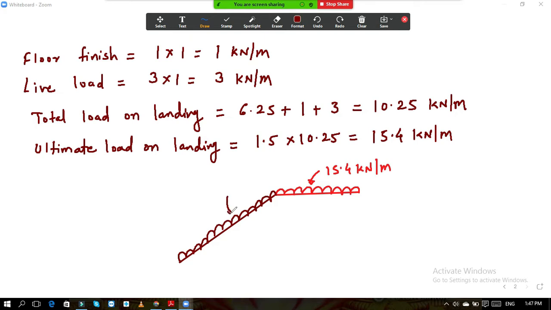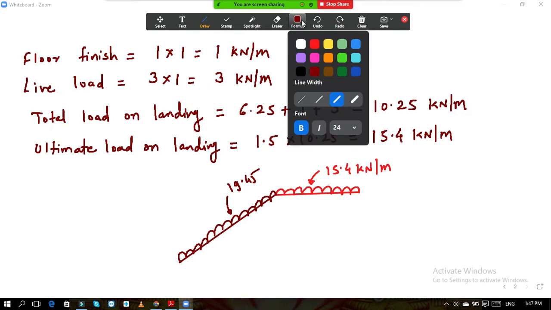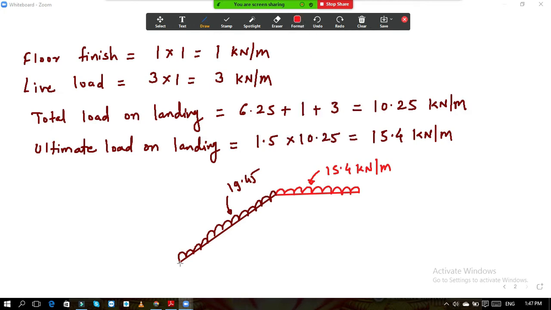So here is the load of 19.45, and here also an approach is there, which is nothing but the same as the landing. So here again the load will be the same, 15.4. Now we are going to calculate the maximum bending moment on this staircase. This we have calculated now. From the actual diagram I have told you like this. Now we will draw the line diagram for this.